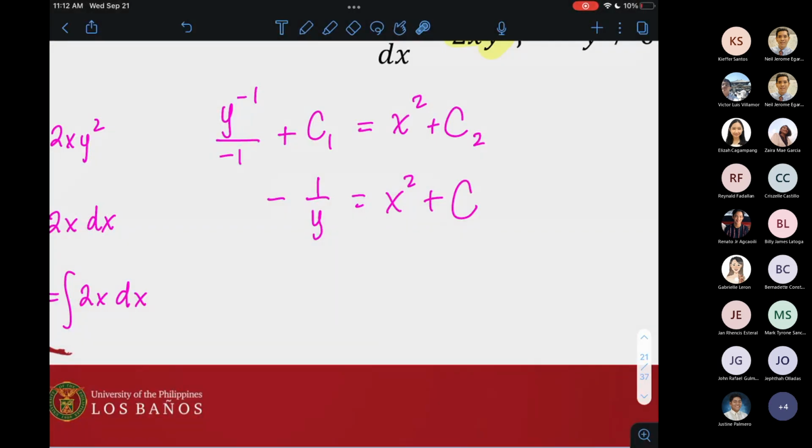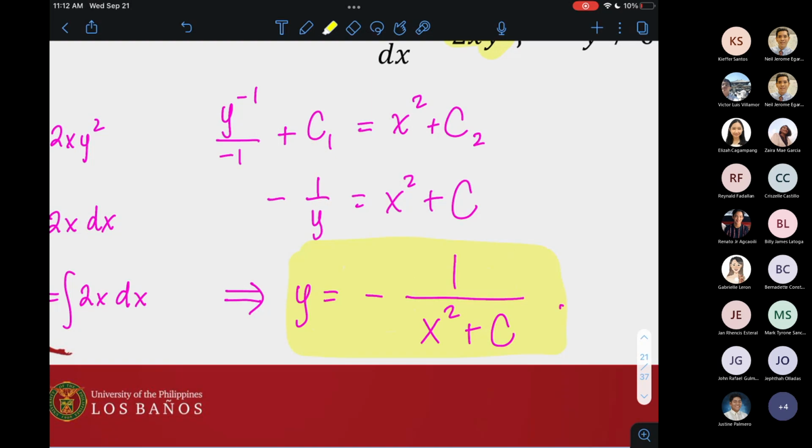So we could have stopped here, pero if you want to get a better representation for the solution, you can write it na naka-explicit in terms of y. So you can multiply both sides by y and divide both sides by x squared plus C, and then flip the equation. We'll get y equals what? Negative 1 over x squared plus C. And this would be our general solution.